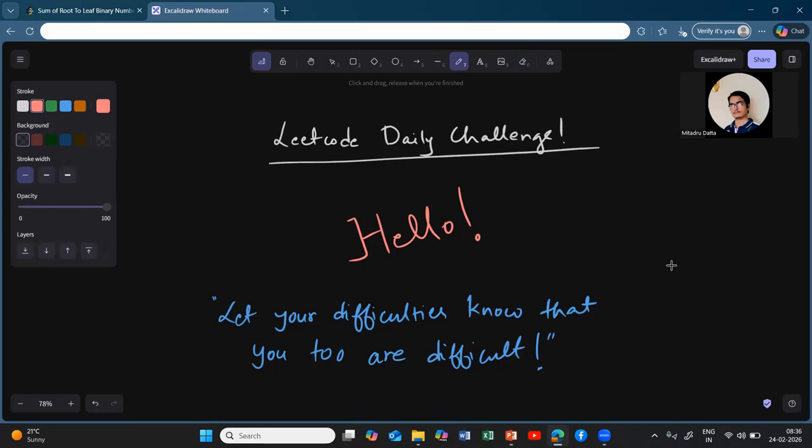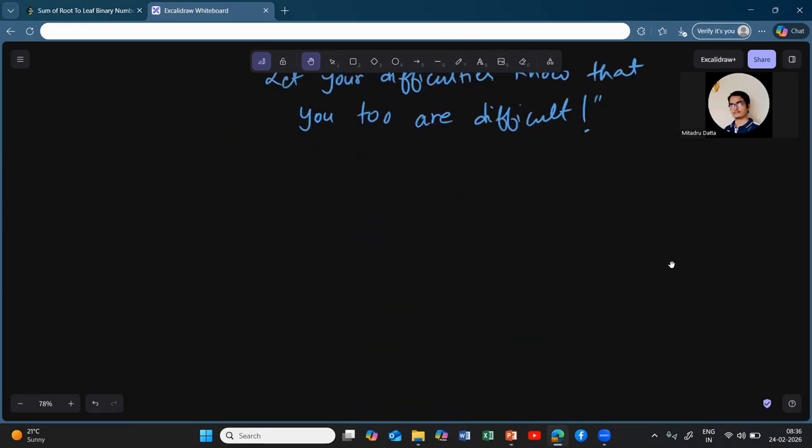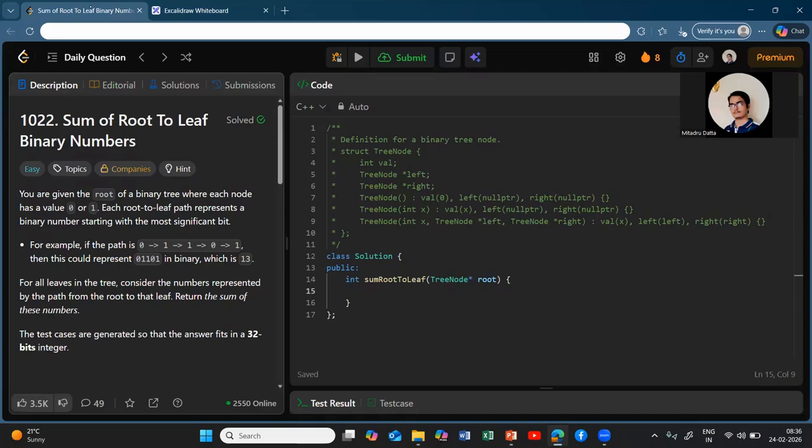So we will see today's daily challenge on Leetcode and we will try to solve it together. So let's see the problem. Sum of root to leaf binary numbers.